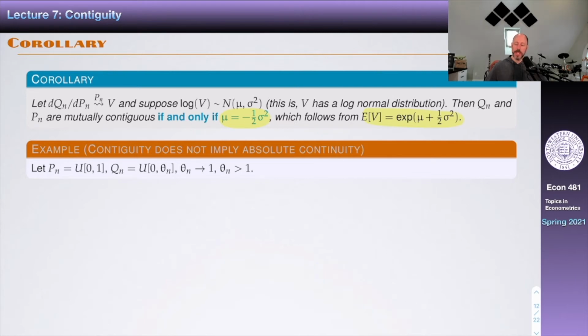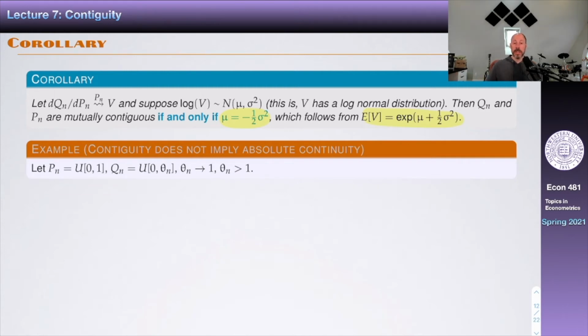Anyway, before I move into that, I said that contiguity does not imply absolute continuity. We showed before that absolute continuity for every n did not imply contiguity. Well, I said the other way also holds: contiguity does not imply absolute continuity for every n. So consider this very simple case. You have this sequence Pn, which is just uniform(0,1), so it doesn't even depend on n. And Qn is uniform(0, theta n), where theta n converges to 1 and is greater than 1.